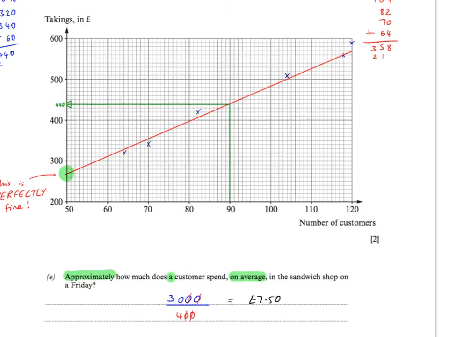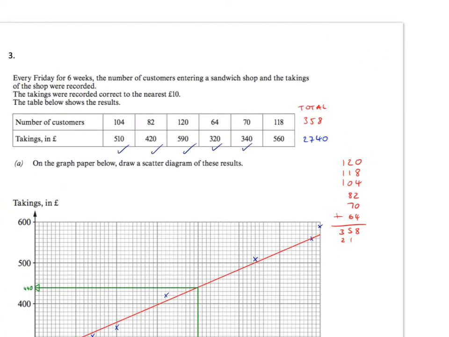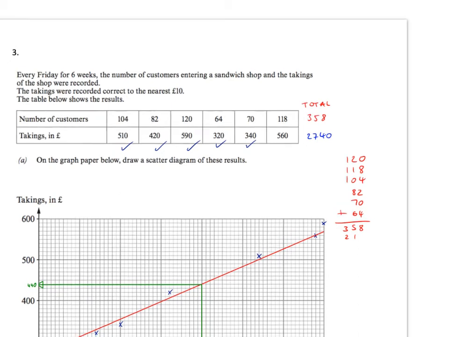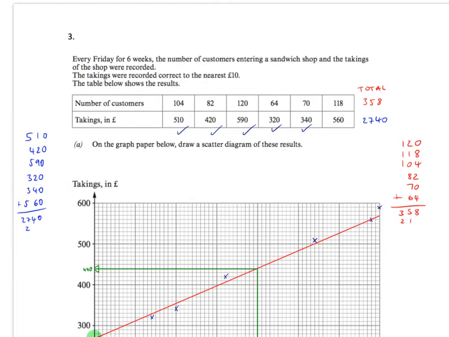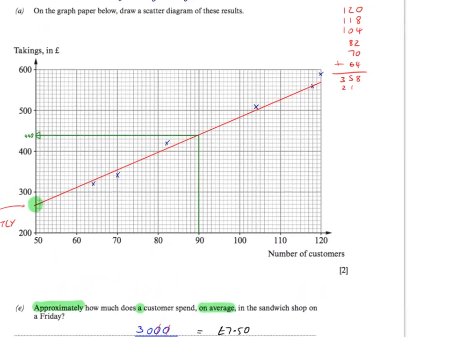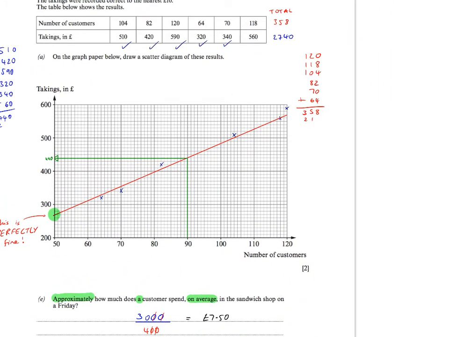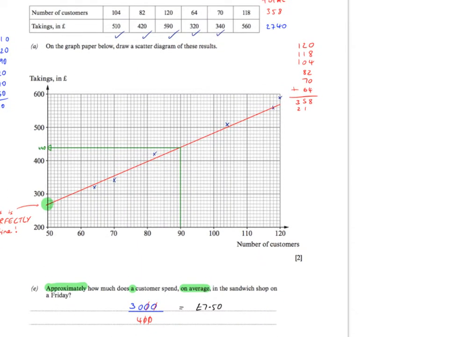So I need to do the total number of sales, so that's what I've been doing by here, the total number of customers and the total number of sales. Now you can see I've added those up by here. I couldn't do that in my head, I had to add it up like that, and similarly here I had to add the takings up by there, and that's maths from back in the day. You can still do it, it's just going to take a bit of time. And because it was approximately, I rounded those numbers again, so you can see here, I've tried to colour code it: that 2,740 I changed to 3,000, that 358 I changed to 400, cancelled the zeros, and then did 30 divided by 4, so half of 30 is 15 and half of 15 is £7.50.